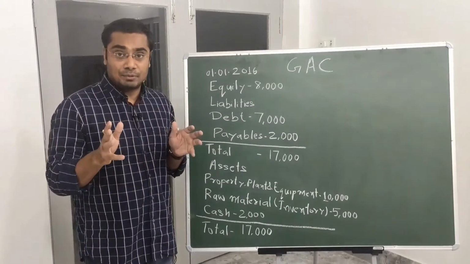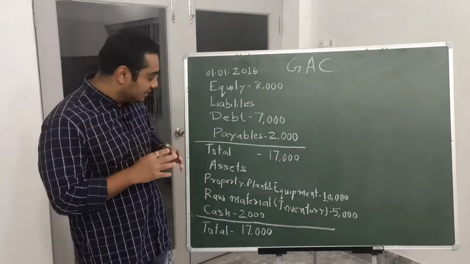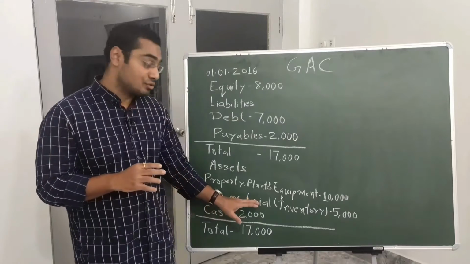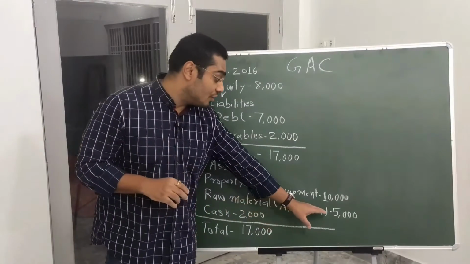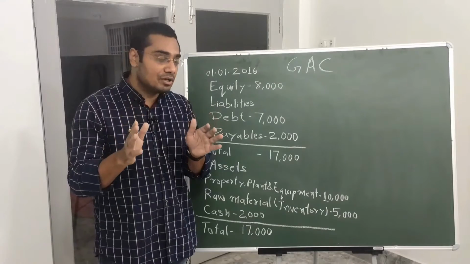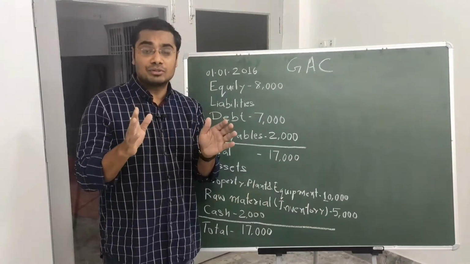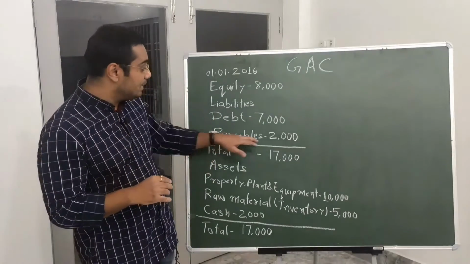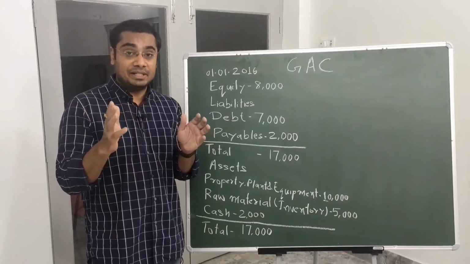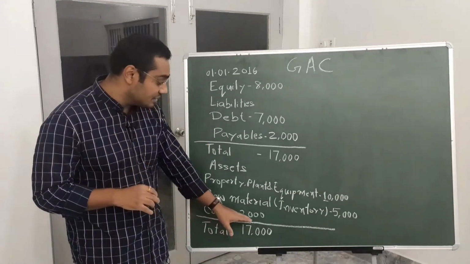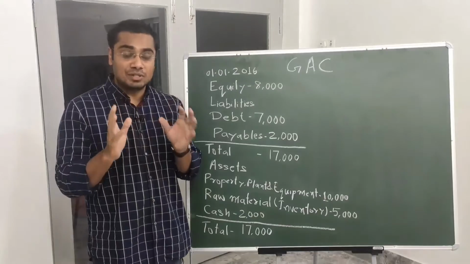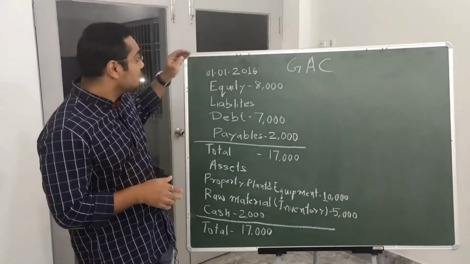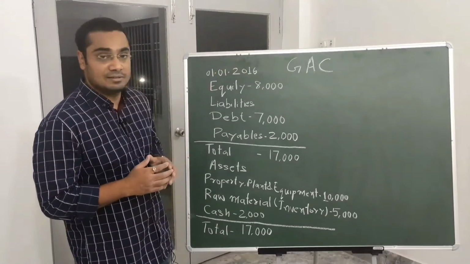With that, I, promoter of the company, on behalf of the company, bought property, plant and equipment of 10,000 rupees. Then I bought raw material, which is called inventory in technical terms, for 5,000 rupees against a cash payment of 3,000 rupees and 2,000 rupees credit to suppliers, thus creating a liability of 2,000 rupees in terms of payables. And thereafter the company remained with 2,000 rupees cash, which is here in assets of the company. So this was the financial position of the company at the very day of its incorporation, that was 1st of January 2016.